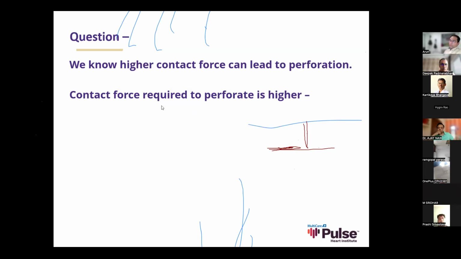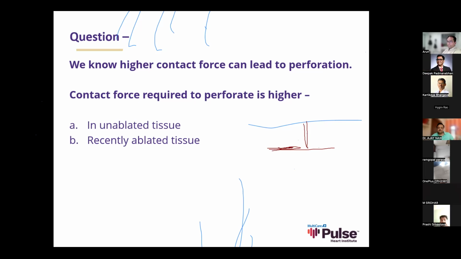Contact force required to perforate is higher in unablated tissue. This is a question that I wanted to ask the audience actually. What is too much contact force? We need to know what too much contact force is, and is healthy tissue more vulnerable, or is it recently ablated tissue that is more vulnerable for perforation?